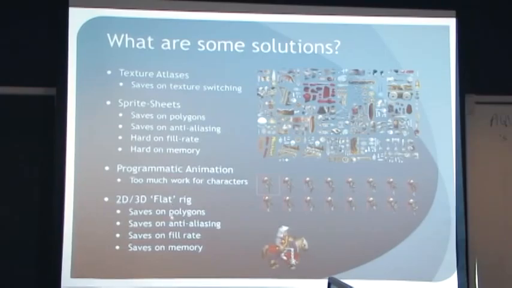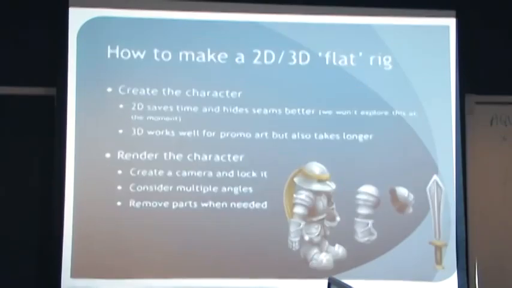It saves on polygons. You'll see that later. It saves on anti-aliasing because it works similar to this, but it also saves on fill rate because it uses polygons to cut into that empty space. And then it also saves on memory because all you need is this one guy, and you can make as many animations as you want, whereas this is very limited to texture. So we can get started.